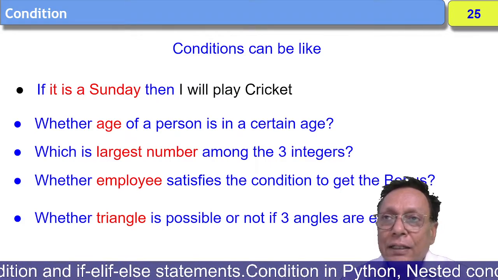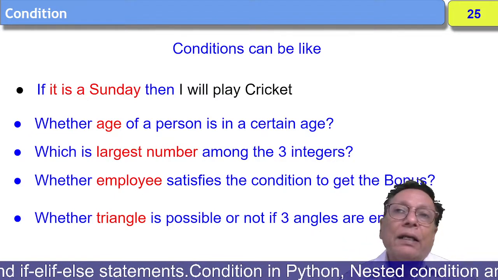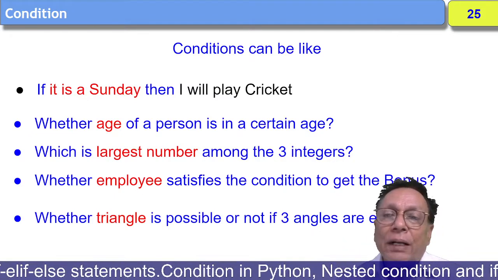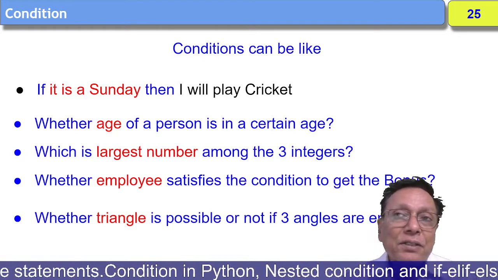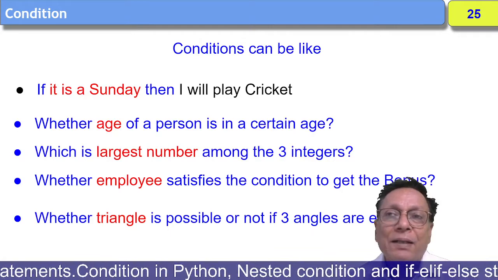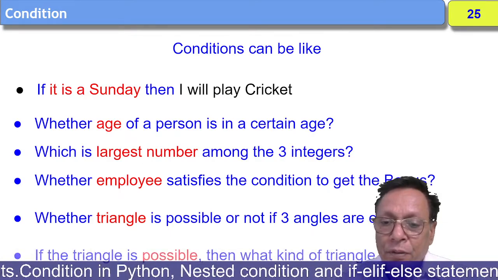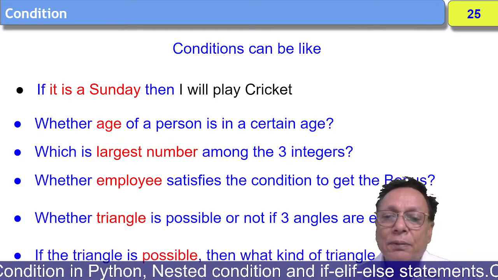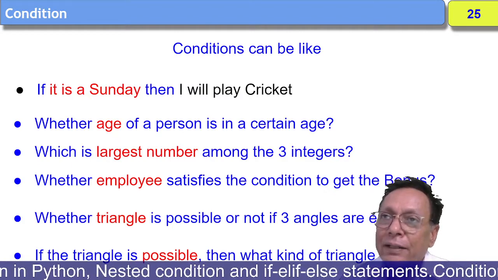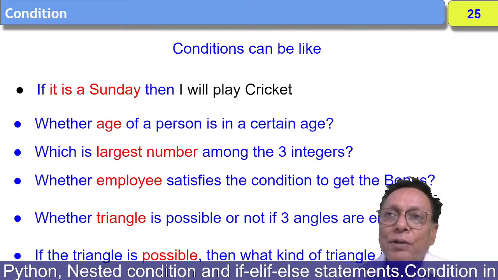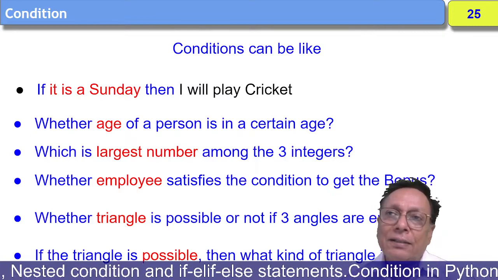Or whether a triangle is possible: you are given some angles, so you will have to check. This is again a condition, meaning out of the given angles, whether building a triangle is possible or not. So you will have to check all the angles, whether a triangle is possible or not. Similarly, if the triangle is possible, then what kind of triangle is this? So again, a condition. If the triangle is possible, now tell the type of the triangle. Again, there is a condition.